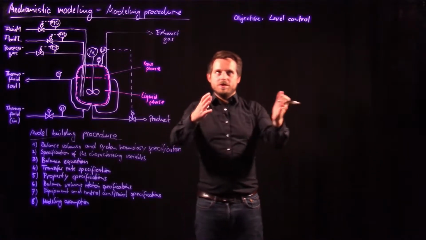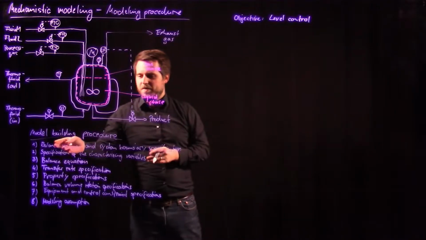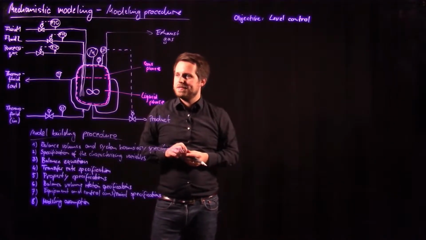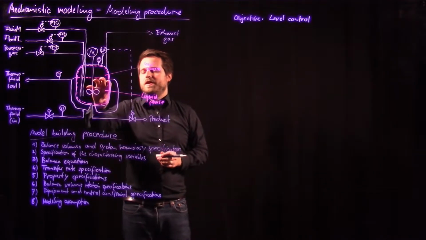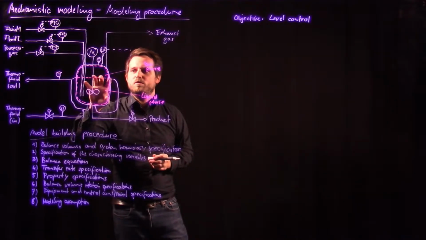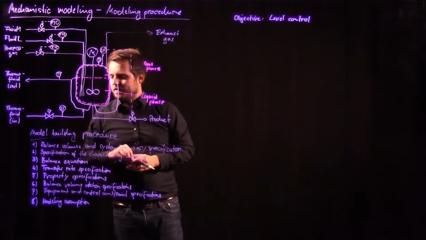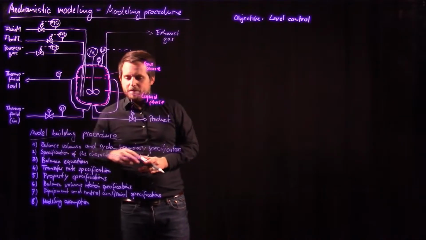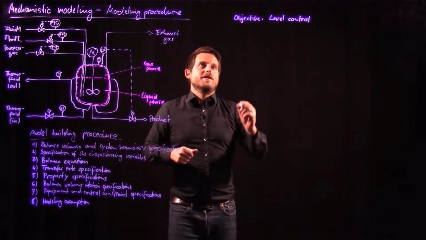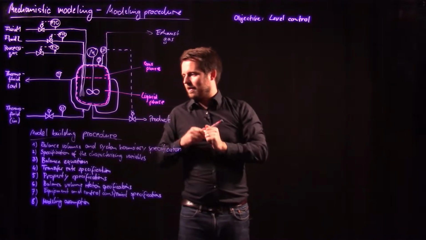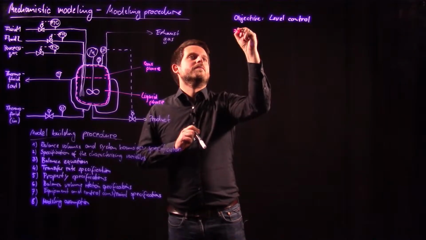If we look into our modeling procedure, the first thing we have to do is define balance volumes and system boundaries. We already did this in the video before. So we defined this volume for the liquid in the system, so this is already a variable to us. The next step would then be to define the characterizing variables, and I denote this by 2.